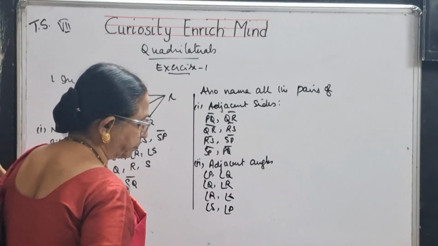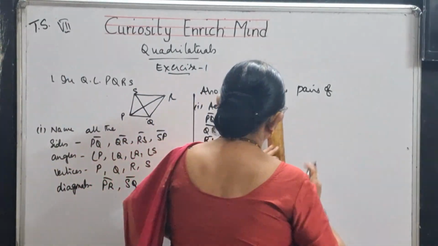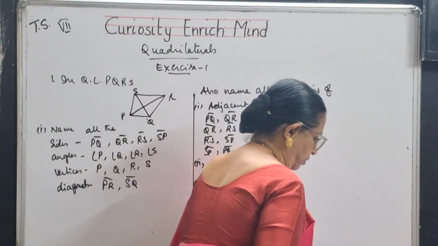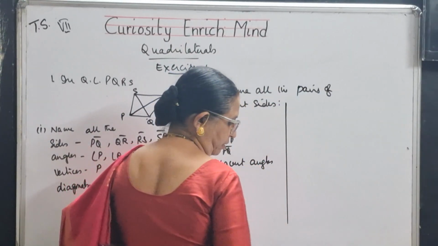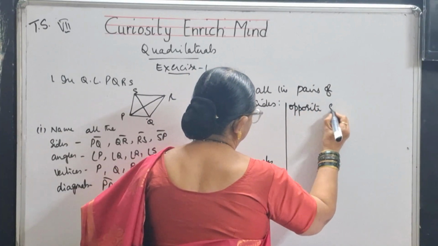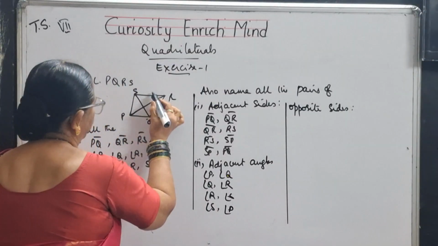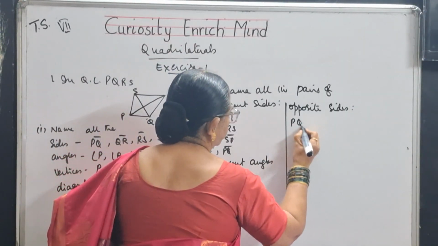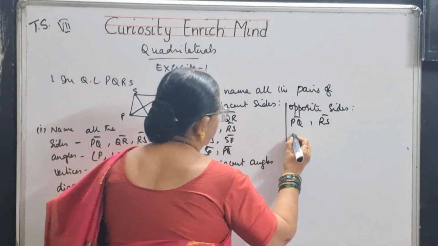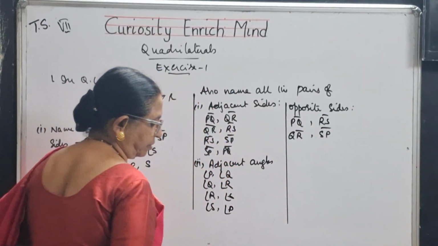Next, the third bit is opposite sides. Now you need to write opposite sides. What are opposite sides? Opposite sides for PQ, the opposite is RS, PQ, RS, and for QR, SP, QR, SP. These are opposite sides.